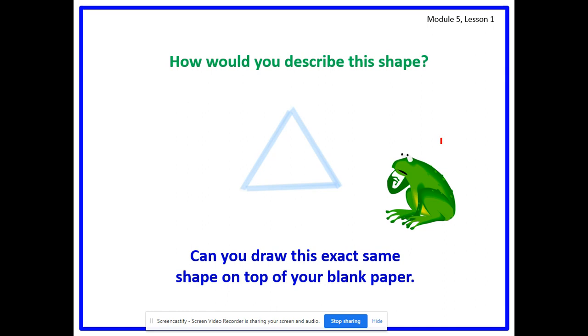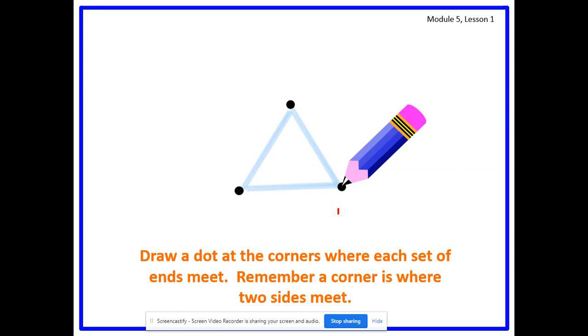So how can you describe it? Is it an open or a closed shape? Get ready. Yes, it's a closed shape because there's no opening and all the sides meet together, right? So now, draw a dot at the corners where each set of ends meet. Remember, a corner is where 2 sides meet. Your pencil and your marker's parked. And let's repeat after me. Remember, a corner is where 2 sides meet. What is a corner?